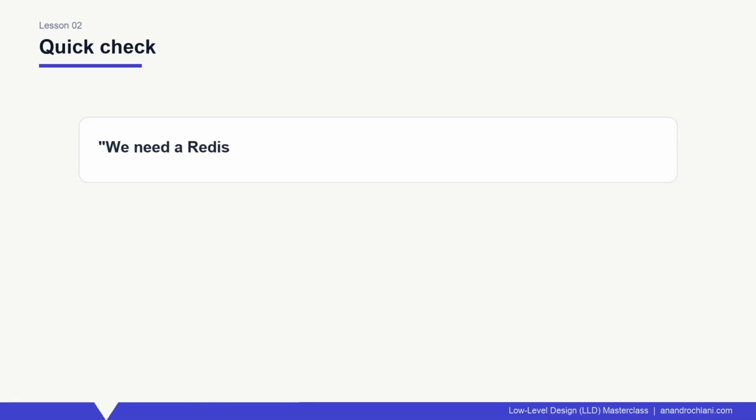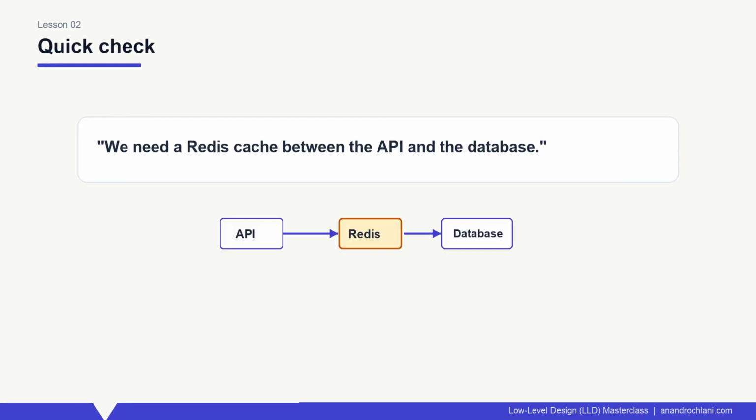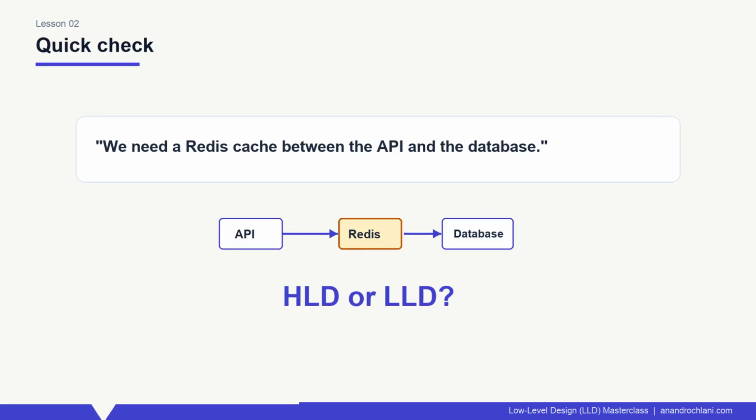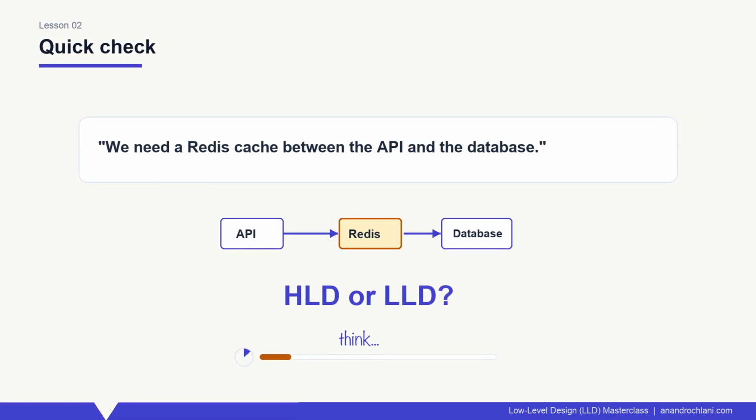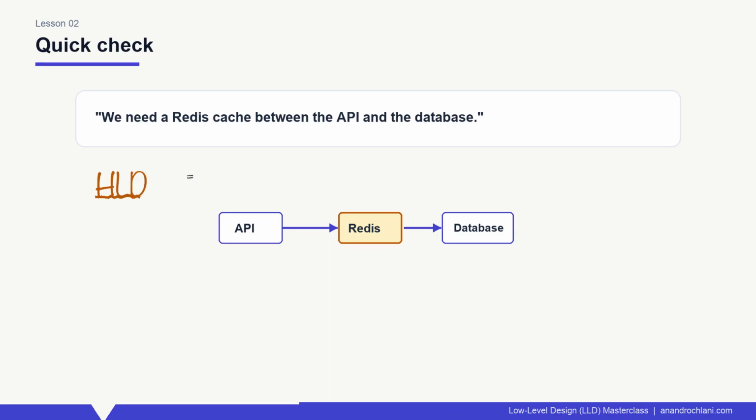Quick question. Someone says, we need a Redis cache between the API and the database. Is that high level or low level design? Pause for a moment. This is high level design. Why? Because this sentence is about where Redis sits in the architecture between the API and the database. It is not about class code.